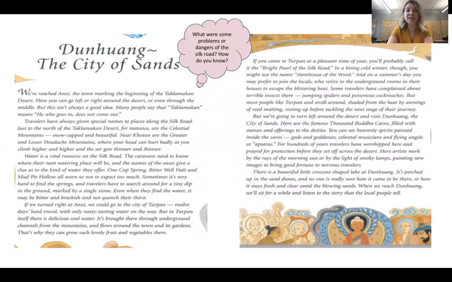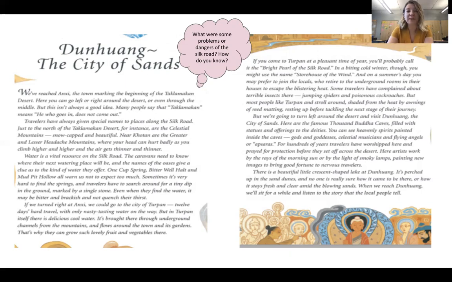Dunhuang, the City of Sands. We've reached Angxi, the town marking the beginning of the Taklamakan Desert. Here you can go left or right around the desert, or even through the middle. But this isn't always a good idea. Many people say that Taklamakan means he who goes in does not come out.